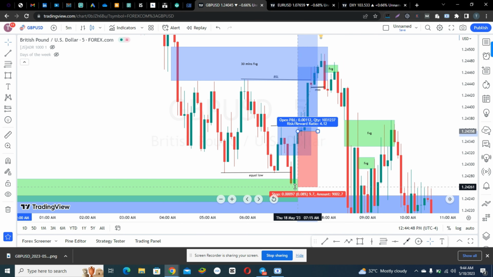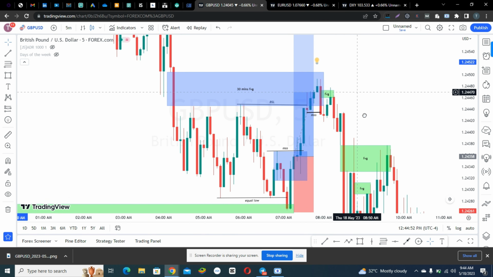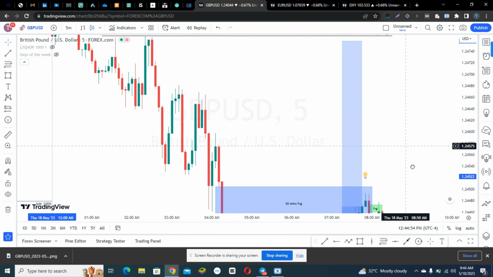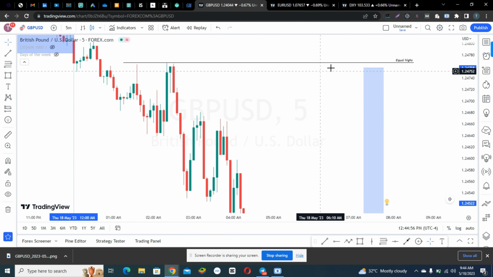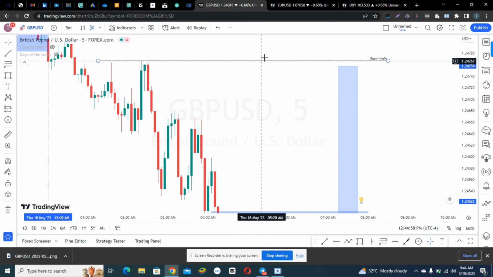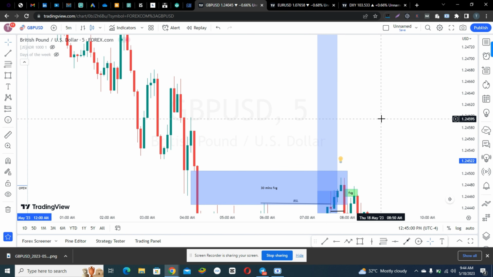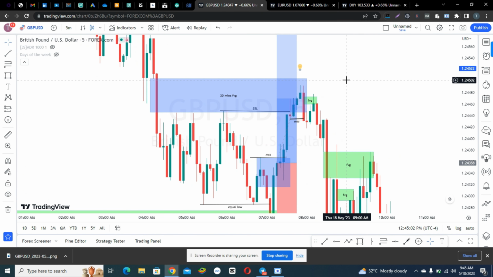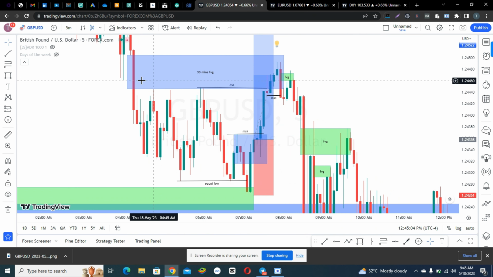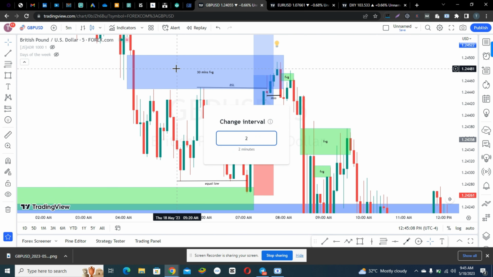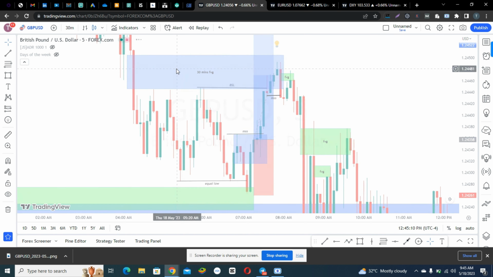And my stop loss was at the low of this candle right here. So I was anticipating to take out the highs that formed during the London session. So I was expecting price to take out that high, but unfortunately, there was a 30 minutes fair value gap right here. Let me go down to the 30 minutes.